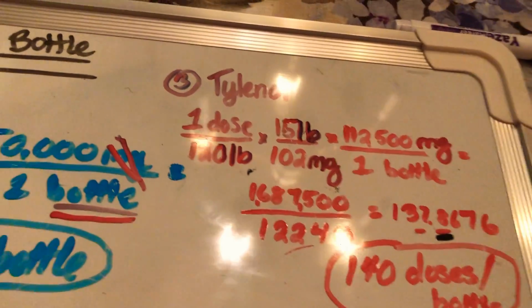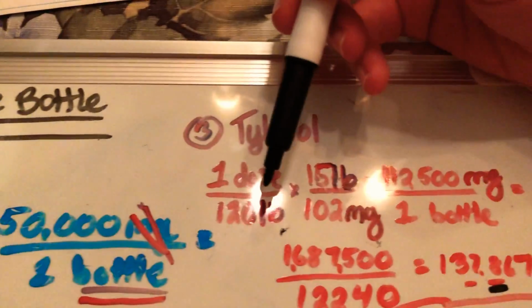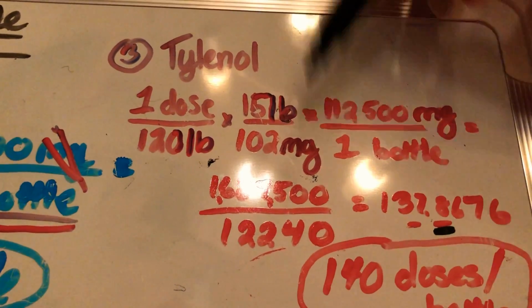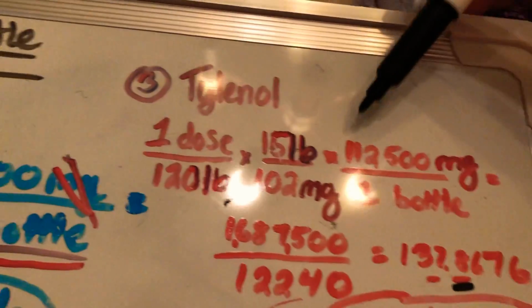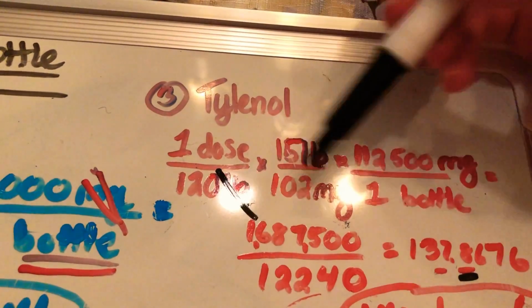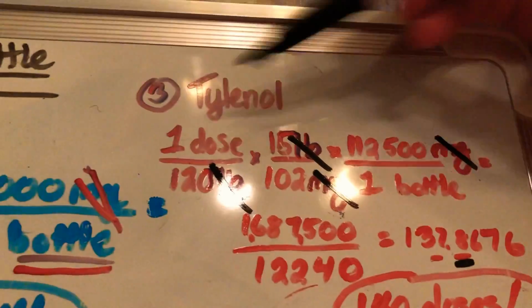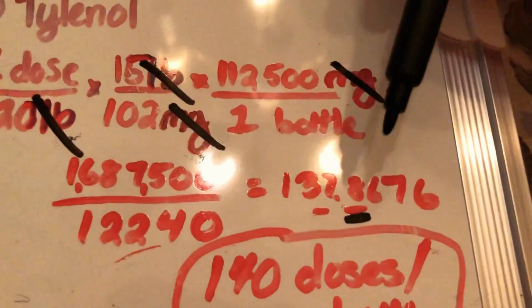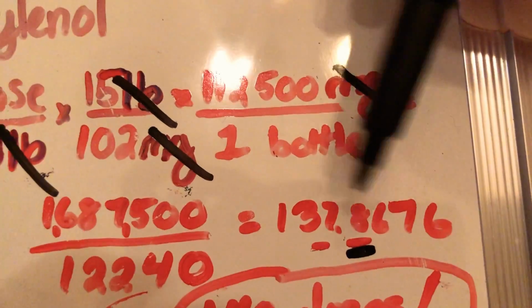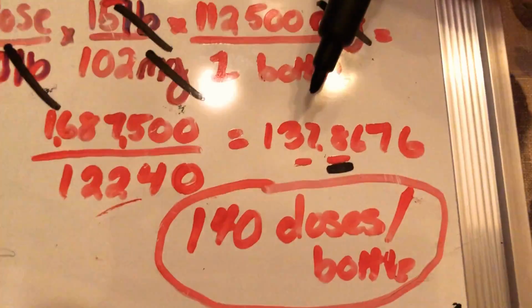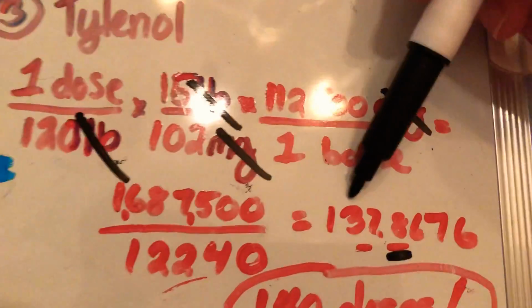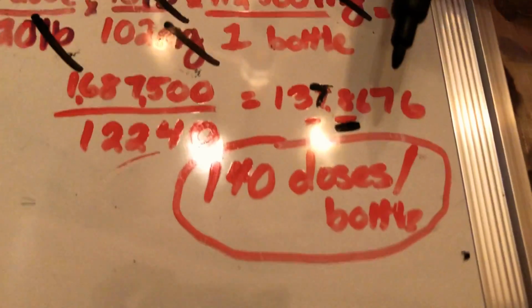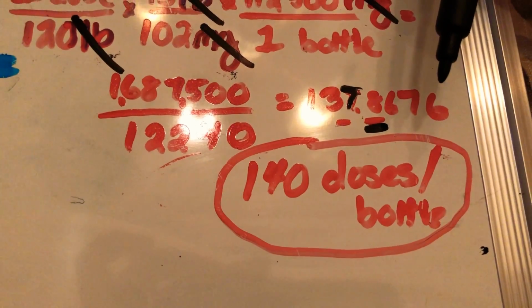So we have, same thing, 1 dose over 120 pounds, 15 over 102, that's given us 15 pounds, milligrams. And then this we did. So pounds cancel out, milligrams cancel out, doses per bottle. This is what I got on the top, bottom. This is the number I got in the calculator. I'm rounding to 2 sig figs. This is a 7. So I believe this is right, is 140 doses per bottle. I hope it's right.